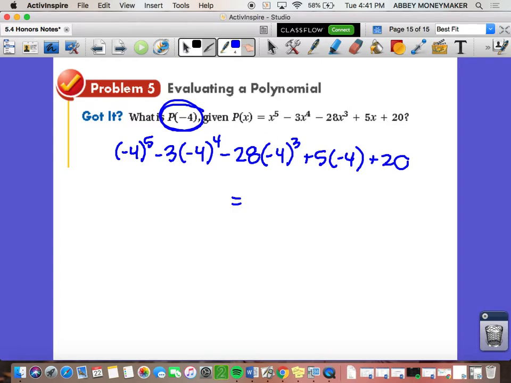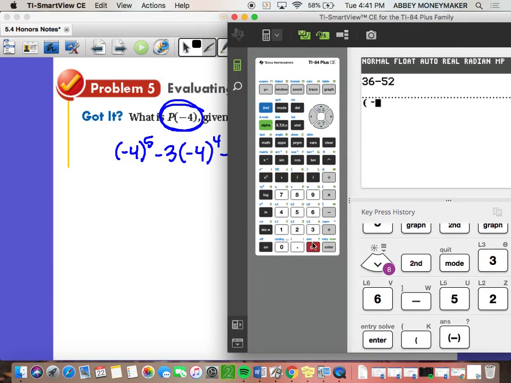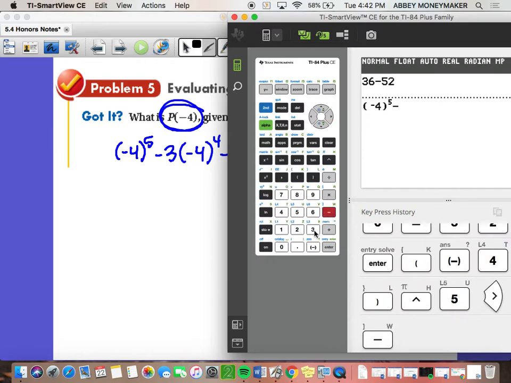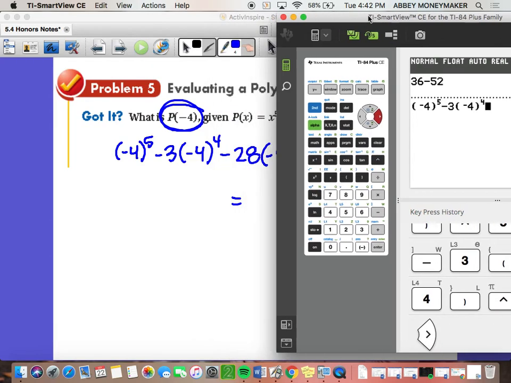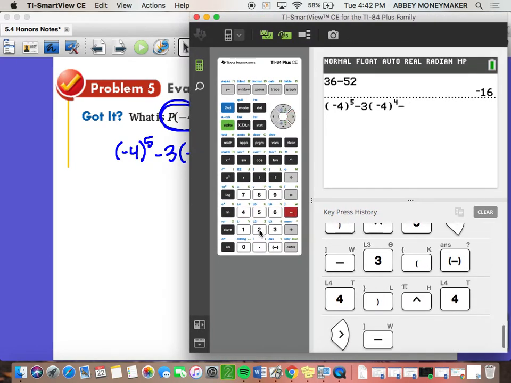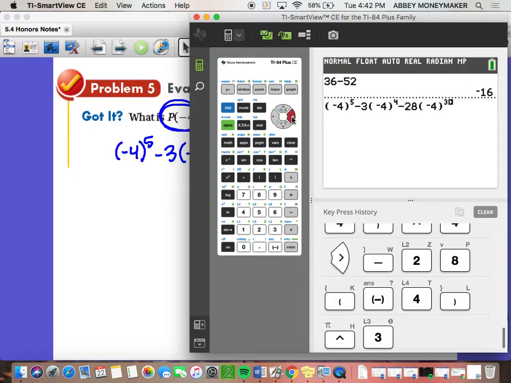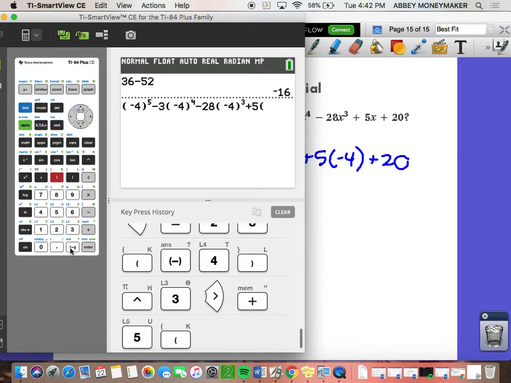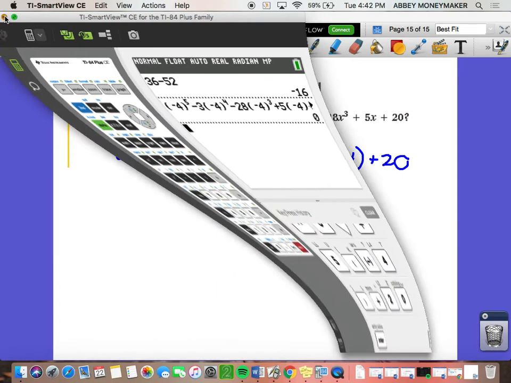So let's type this in our calculator. It's going to take a minute. And let's figure out what this simplifies to. So we have -4 to the 5th power minus 3 times -4 to the 4th power minus 28 times -4 to the 3rd power plus 5 times -4 and then plus 20. So we got out 0.